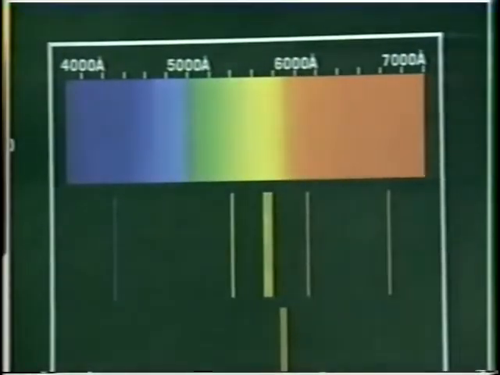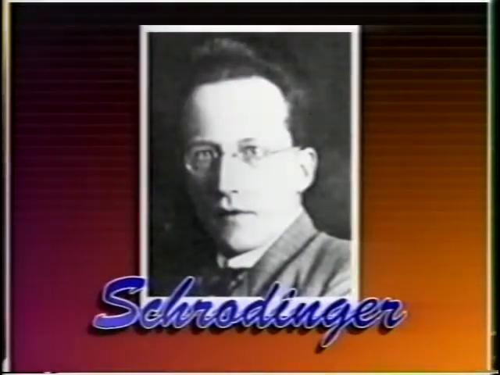The Bohr theory explained some observations, such as the spectrum of the hydrogen atom, but it could not explain the spectra of other atoms. A new model, the quantum mechanical model, was more successful in this respect. The model was developed by Erwin Schrödinger and Max Born.